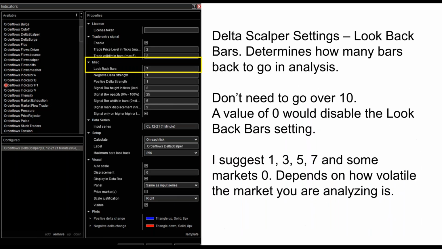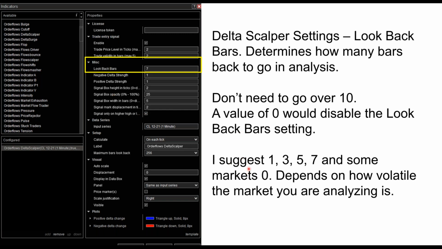Now, into the actual settings, okay? The lookback bars determines how many bars back to go in the analysis. Now, you don't need to go over 10. A value of 0 would disable the lookback bars setting, okay? Before, we didn't have it where you could enter 0. We had another thing down here, signal only on higher high, lower low, which I'll get to later. But if you were to disable this, it basically disables the lookback bars and makes it a 0.